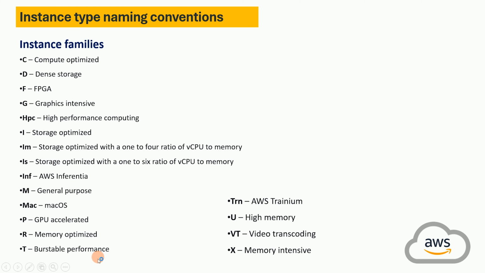And T is burstable performance. Basically it bursts, and this is something smaller instance type. I will guide you about all these instance types in detail in upcoming videos, but here this is just nomenclature.